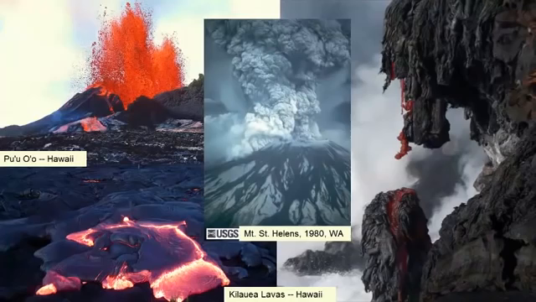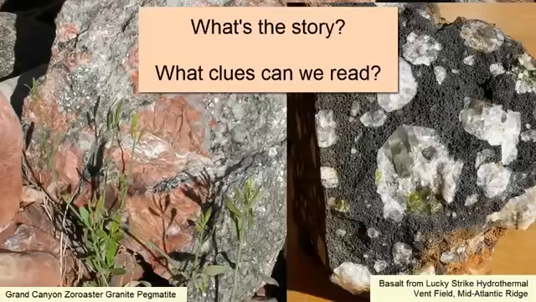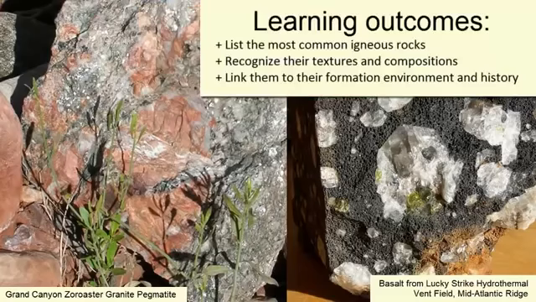Because there is so much variation in this process, there is a wide variation of igneous rock textures and compositions. When we identify and classify igneous rocks, we are looking for textural and compositional clues in the rock that tell us the story of the original magma formation and its cooling process. By the end of this learning module, you should be able to list the most common igneous rocks, recognize their textures and compositions, and link them to their formation environment and history.